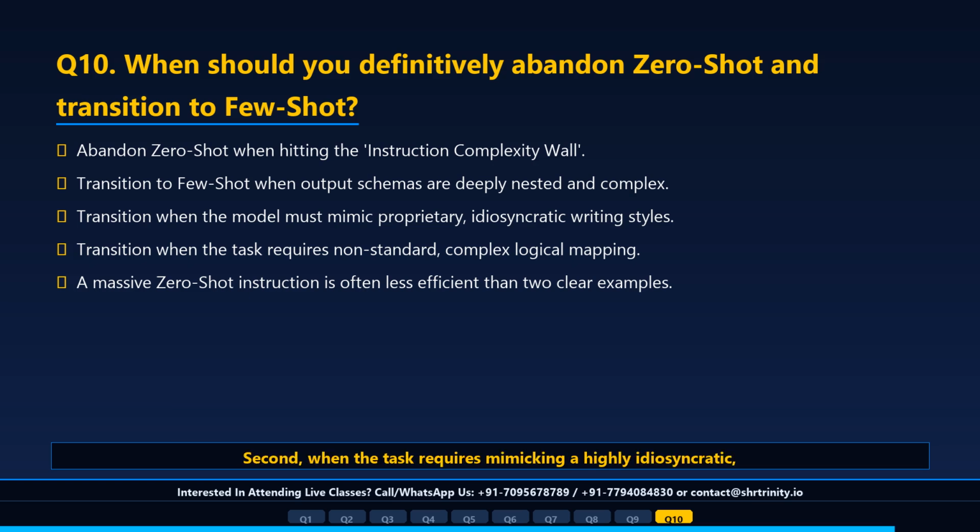Second, when the task requires mimicking a highly idiosyncratic, proprietary corporate writing style that the model hasn't seen in pre-training. And third, when dealing with complex logical mapping, where input variables must be transformed using non-standard rules. If you find yourself writing a 500-word zero-shot instruction just to handle formatting edge cases, you are wasting tokens and engineering time. At that point, providing two clear few-shot examples is fundamentally more efficient and reliable.